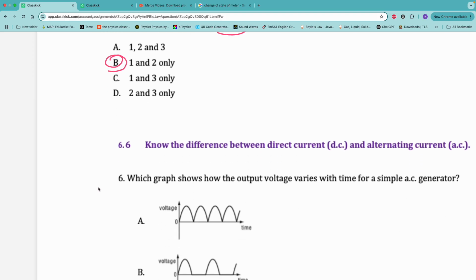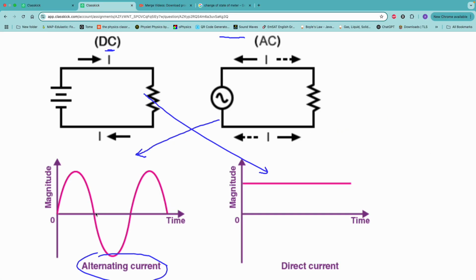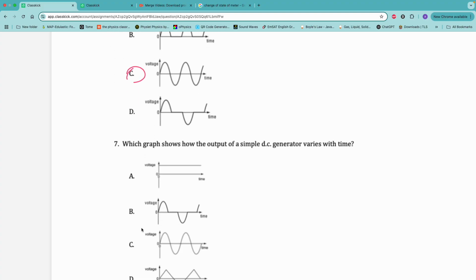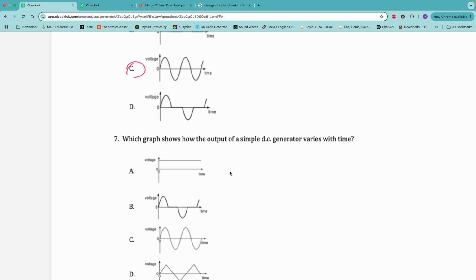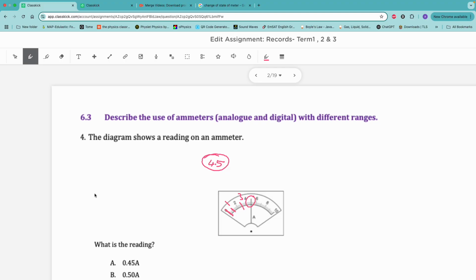Going to the next question here, which graph shows how the output voltage varies with time in case of AC? We agreed AC, alternating current, so it vibrates in both directions. So the only graph that shows the correct description is C. Question 7 here, same question but asks about DC. Obviously A. Going to next part.